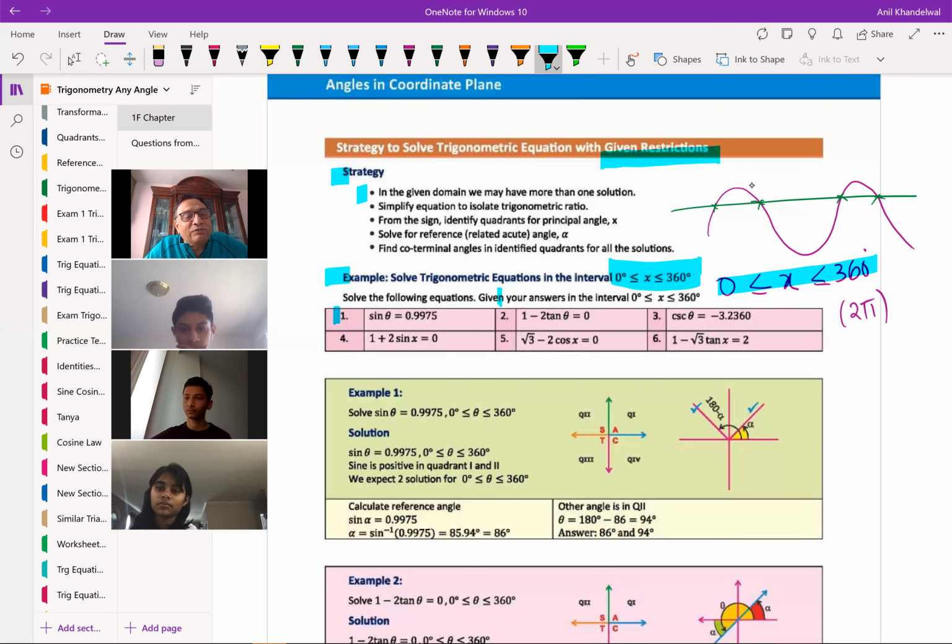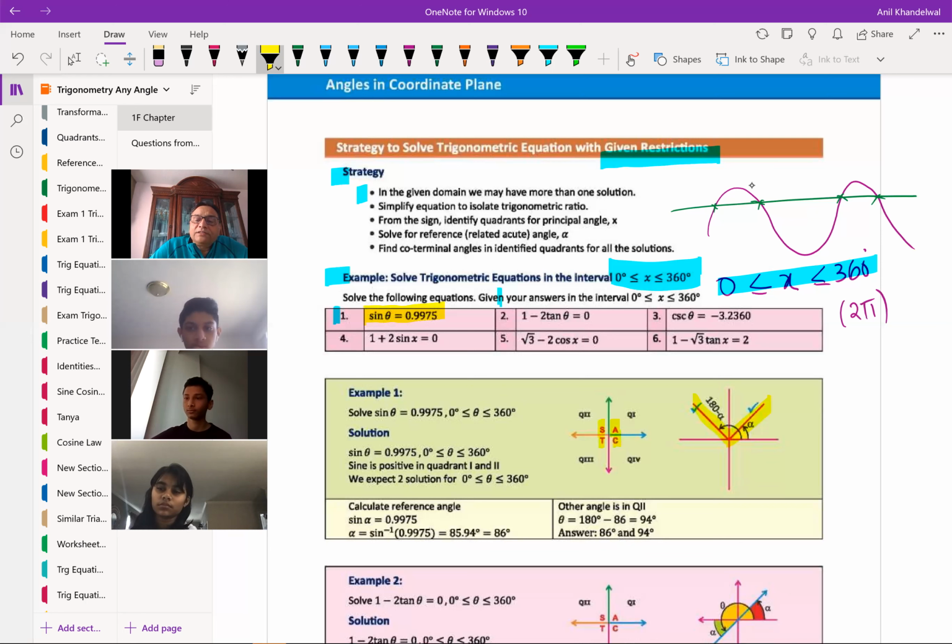This is the first thing we have to understand. We know the CAST rule: all are positive in quadrant 1, sine is positive in quadrant 2, tan in quadrant 3, and cosine is positive in quadrant 4. Since in this particular case sine has a positive value, we are looking for two solutions, one in quadrant 1 and the other in quadrant 2. So first, from the given equation, identify the quadrants in which the solution may lie.